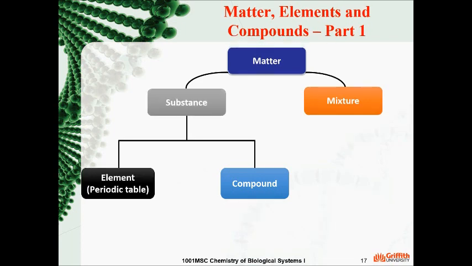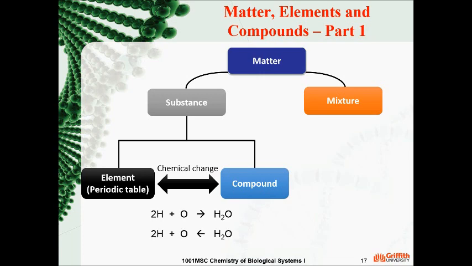Now, how can we separate a compound to its elements? In chemistry we can write elements and then an arrow to the compound. This is what we call a chemical reaction or chemical change. So, for example, oxygen and hydrogen bind together to produce water. This is a chemical reaction. Similarly, when water breaks down to oxygen and hydrogen, we call that a chemical reaction too.